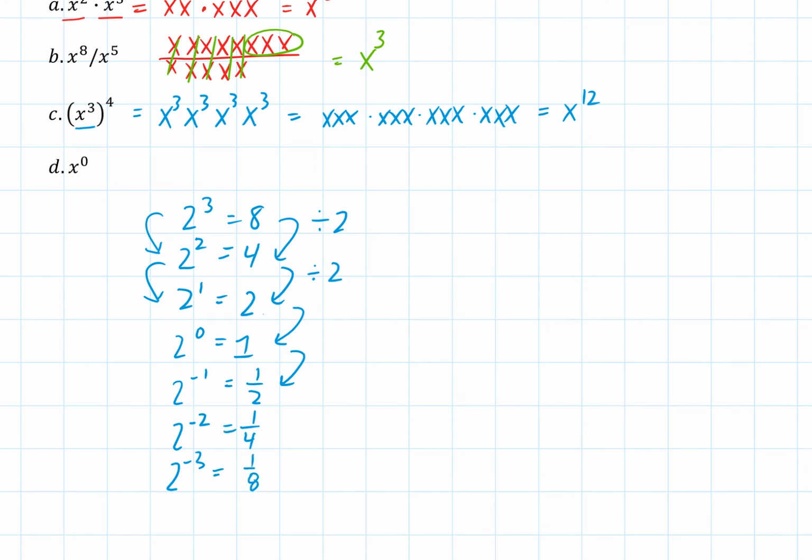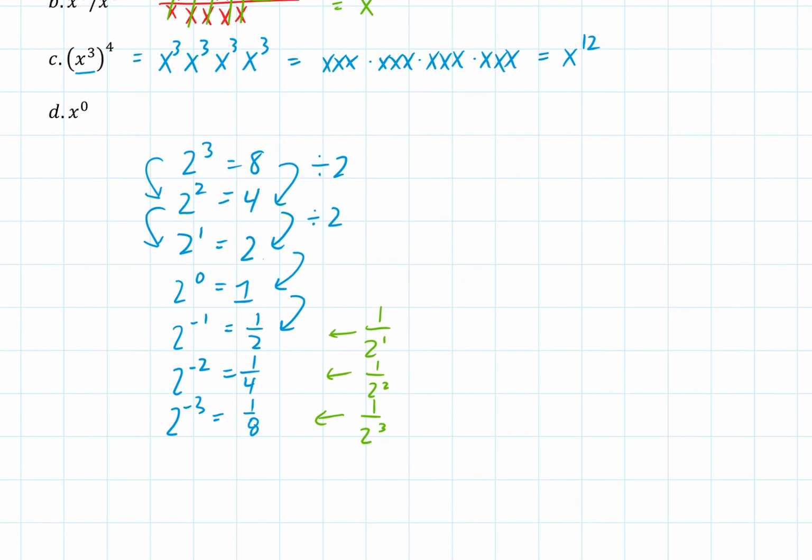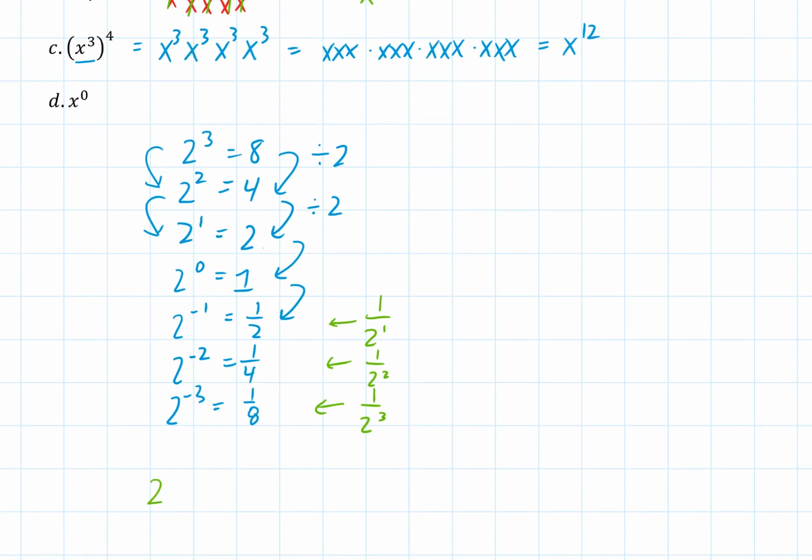Oh, interesting. This is actually the same, I've noticed, as 1 over 2 to the first, 1 over 2 squared, and 1 over 2 cubed. So with negative exponents, 2 to any power, let's call it m, if that power is negative, you can just put 2 to the m in the denominator to make the exponent positive, right? Fill in a 1 in the numerator.